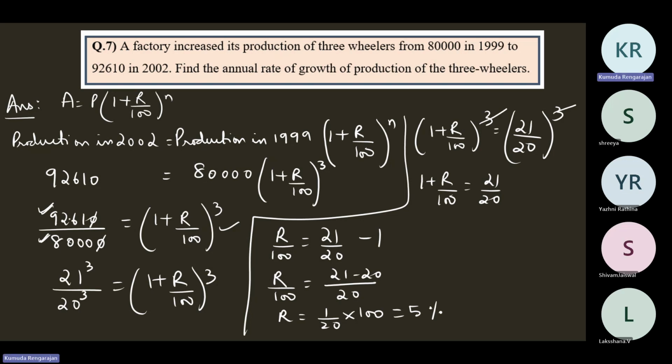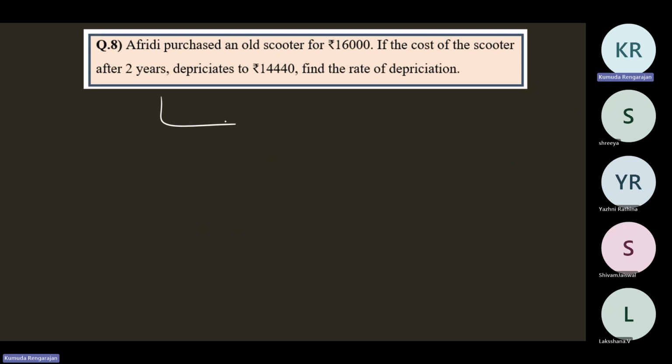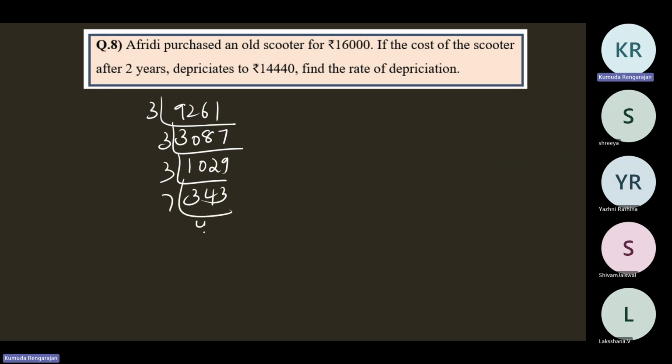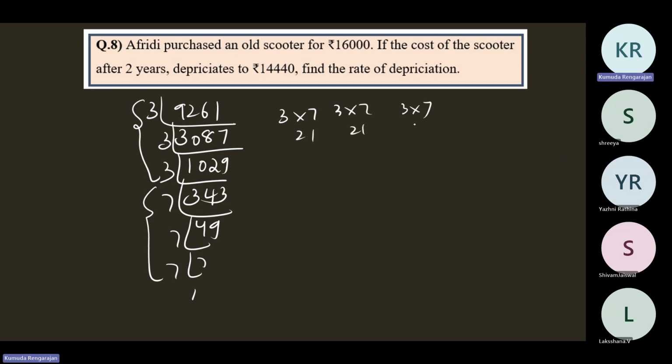You should know that 21 into 21 into 21 is 9261. If not, then you have to find the factors like this. Dividing 9261 by 3, 3 3s are 9, 3 8s are 24, and so on, down to 7, 7, 7, 1. You need to do this. Then you can see there are three 3s and three 7s. So 3 into 7, 3 into 7, 3 into 7, so 21, 21, 21.